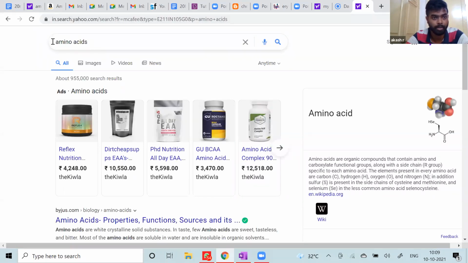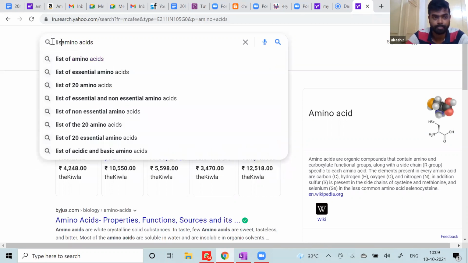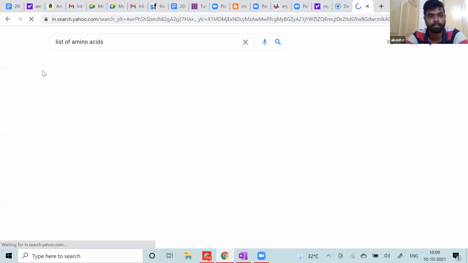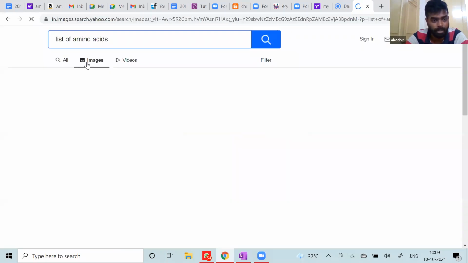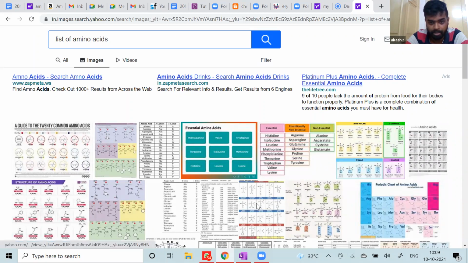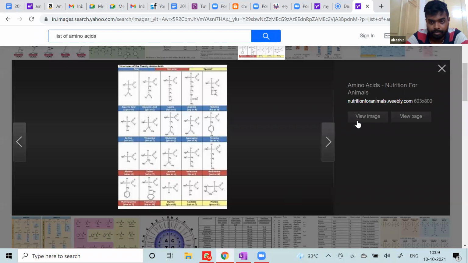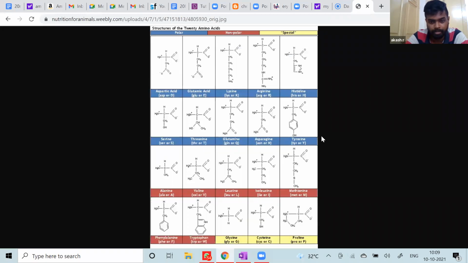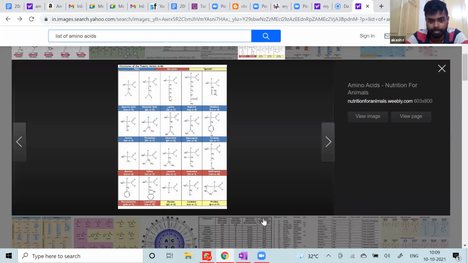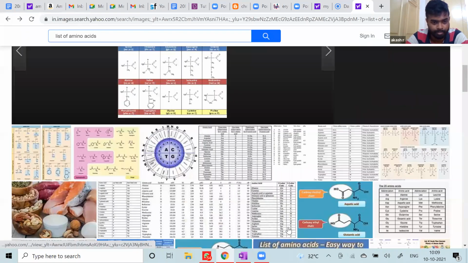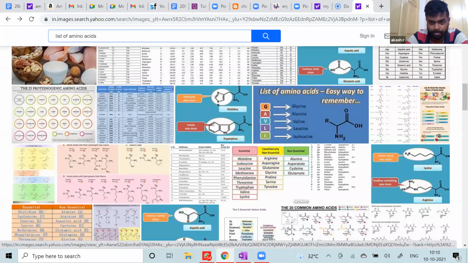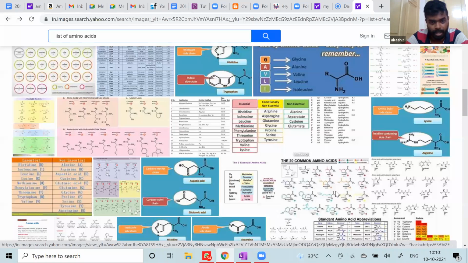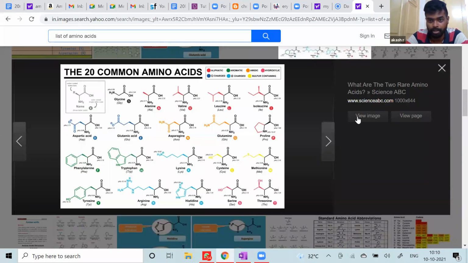I want a list of amino acids. Come on, give me a proper structure. Is this fine? A little more clear, if I can get. Okay. No. Some good image is what I'm looking for. Better. Let me download this.